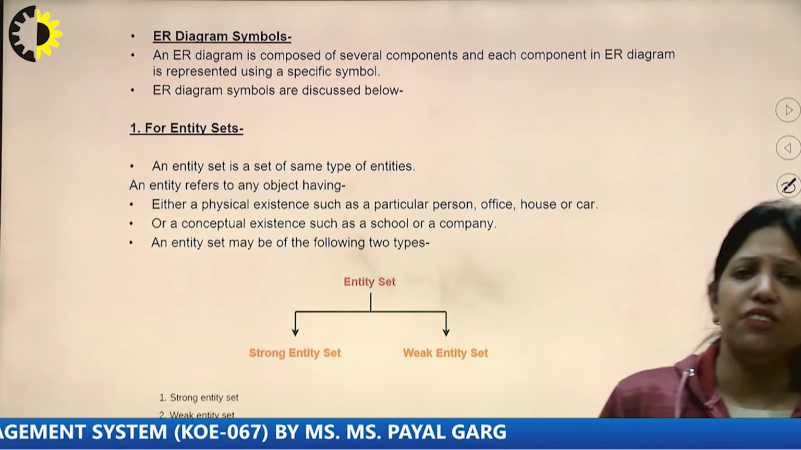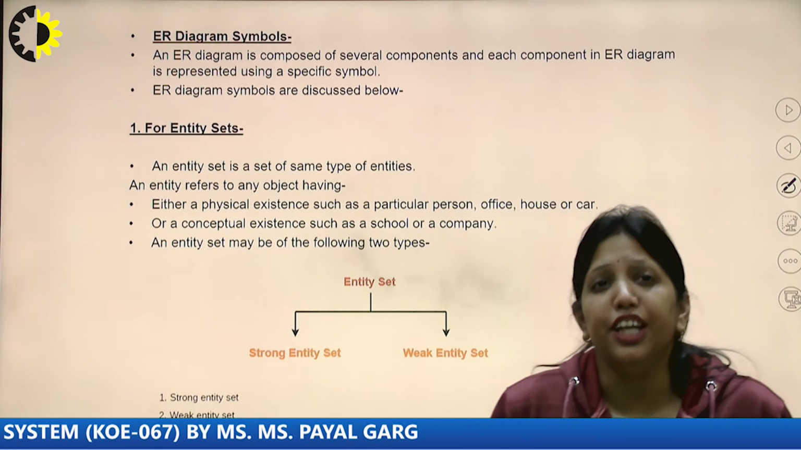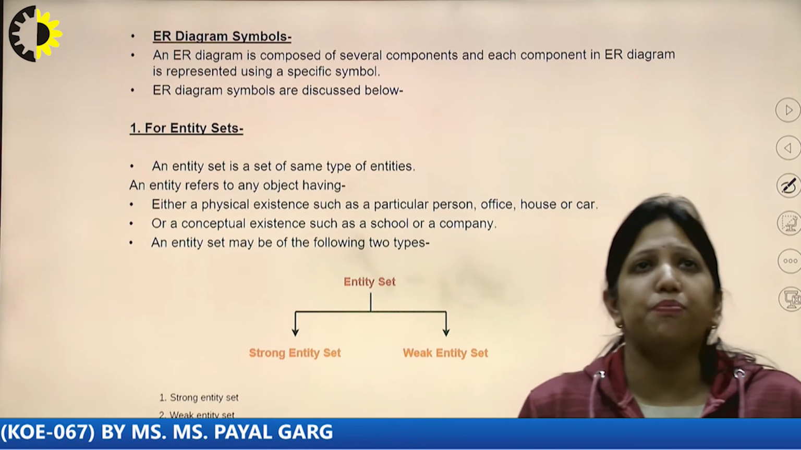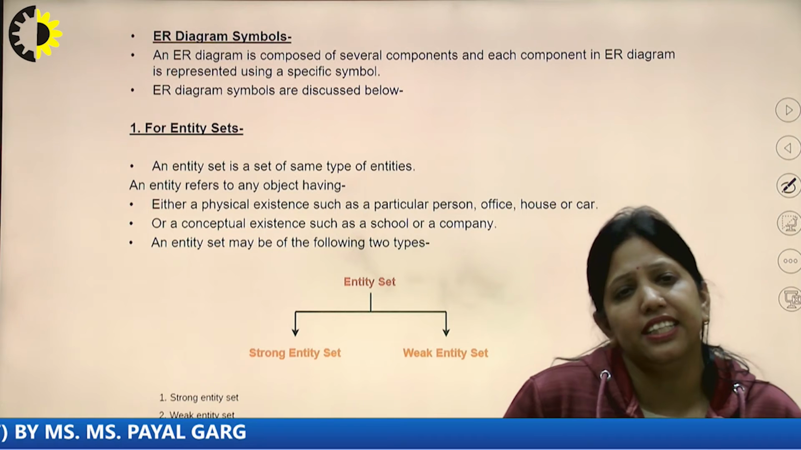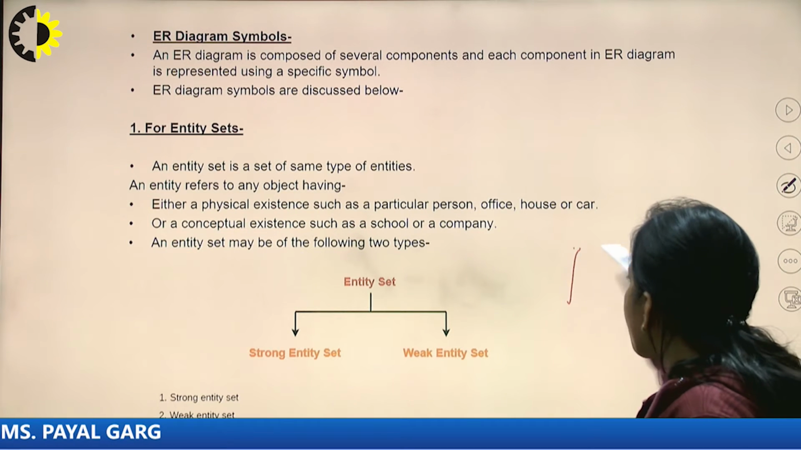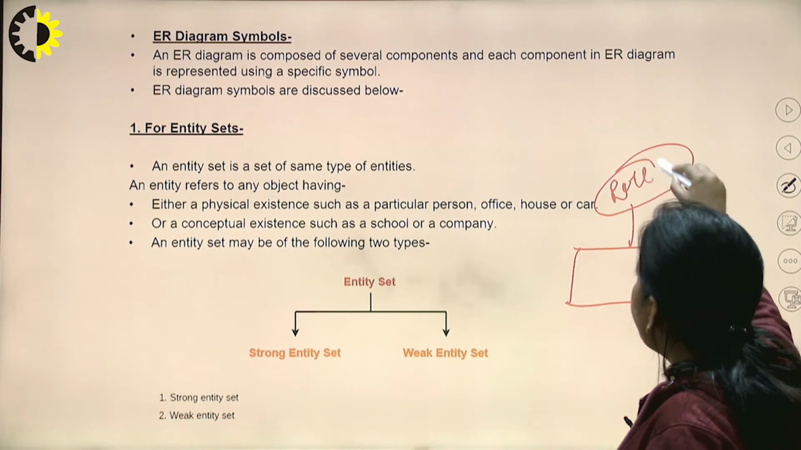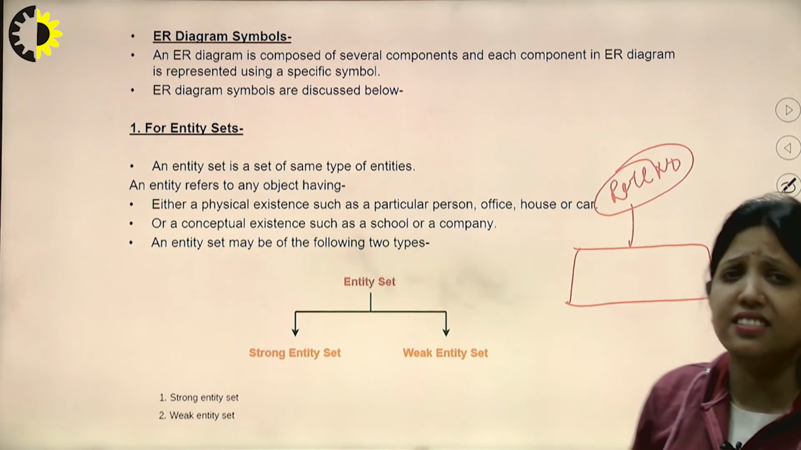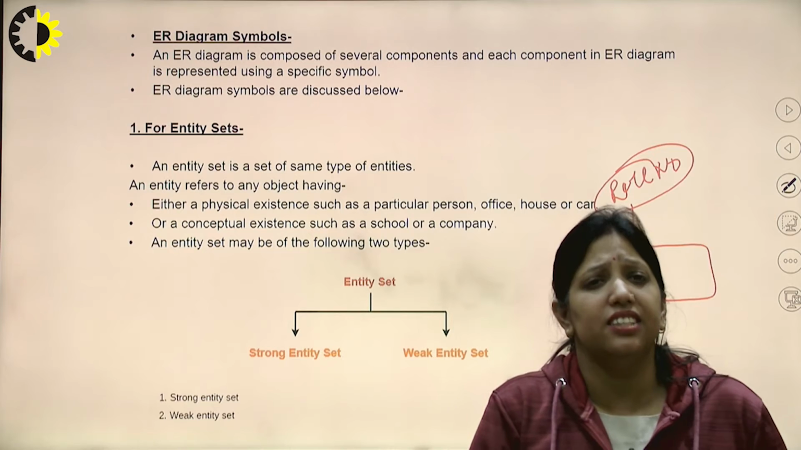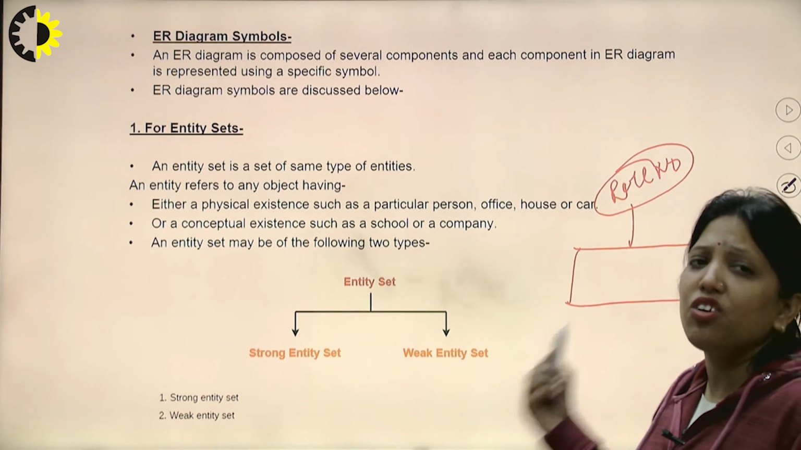A strong entity set is an entity set that contains a primary key. For example, student, and an attribute of this student is roll number, which uniquely identifies each entity in this entity set, that is student. So that is called a strong entity set.